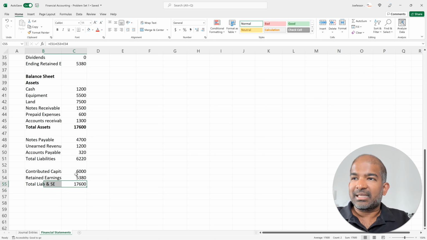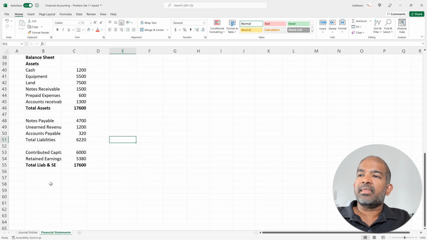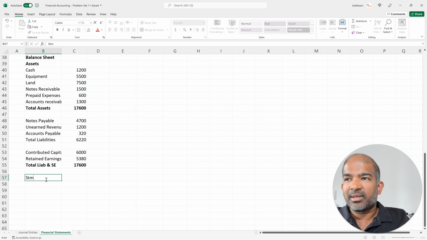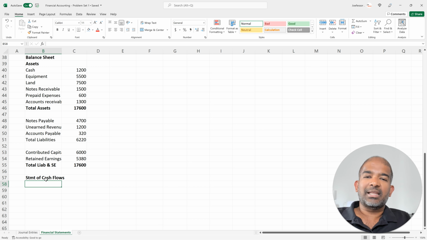Okay, we can see that because we've had a check at every step, the total assets is equal to the total liabilities plus stockholders' equity. The last statement we have to create now is the statement of cash flows. The cash flows have to be classified into operating cash flows, investing cash flows, and financing cash flows.